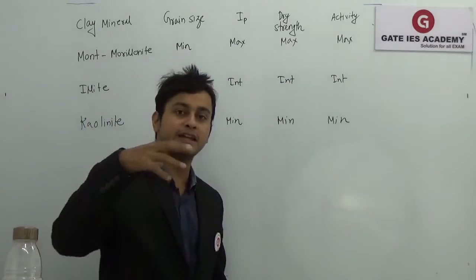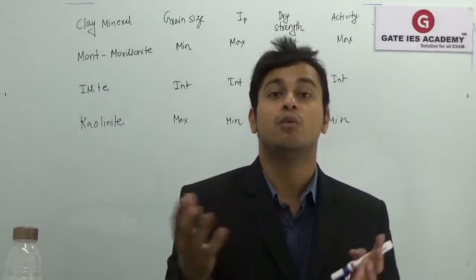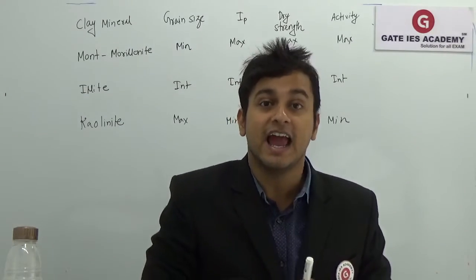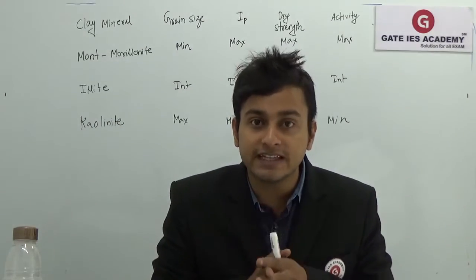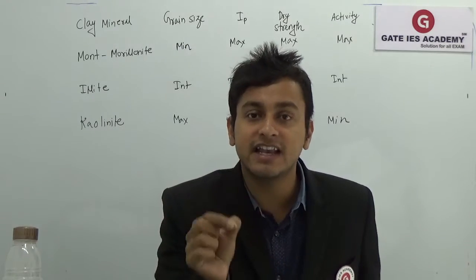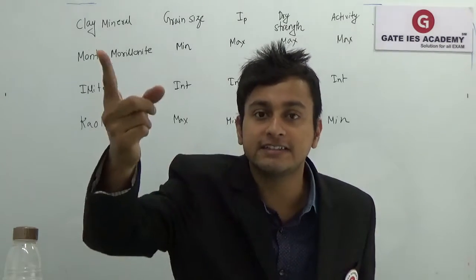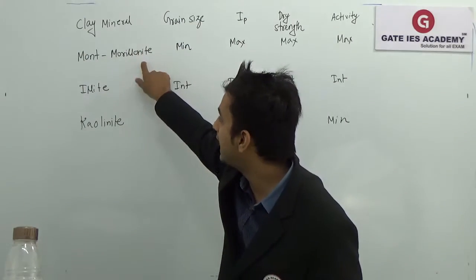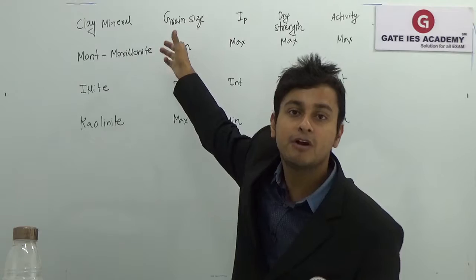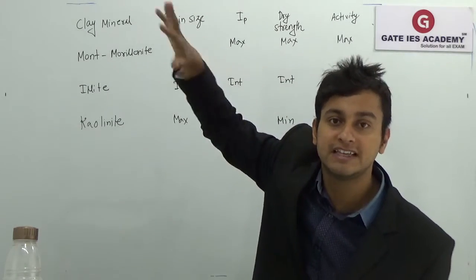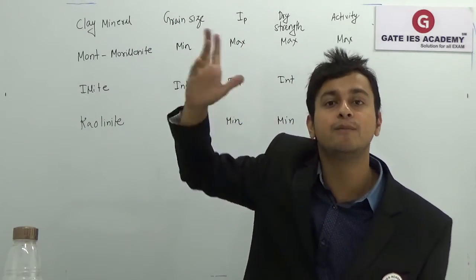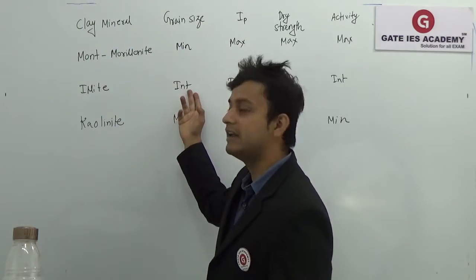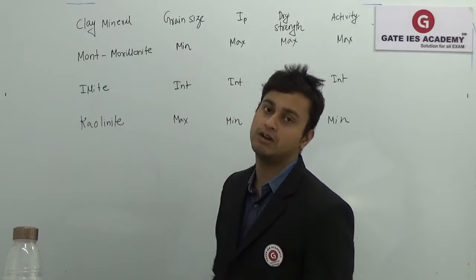Now, more activity means it can imbibe more water. More water is coming into the system, and that means it has more specific surface. More specific surface means lesser size. As clay has more specific surface, therefore it has smaller size. Similarly, montmorillonite will have the minimum grain size because it has larger specific surface. It can take up more and more water from the system. Therefore, illite will be intermediate and maximum size will be of kaolinite.